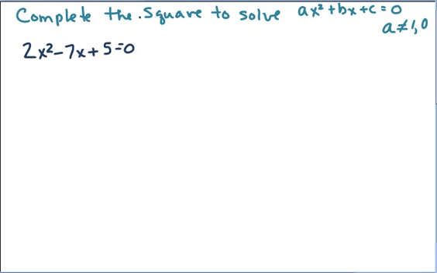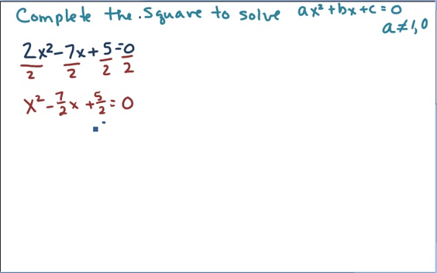Solving a quadratic equation using the method of completing the square when the a term has a value greater than 1 begins with the step of dividing each term by the a value and then rewriting the equation. So we have x squared minus 7 halves x plus 5 halves equals 0. We can then continue in much the same fashion as an example where a is 1.